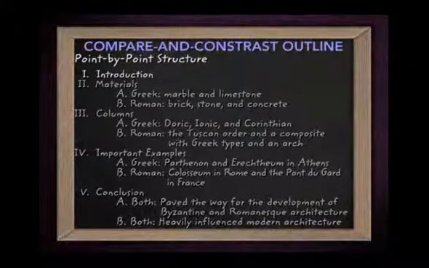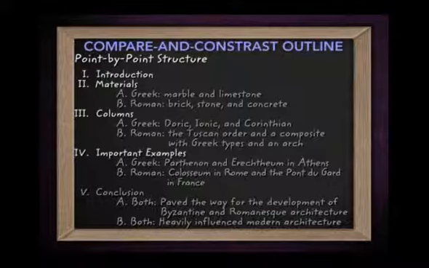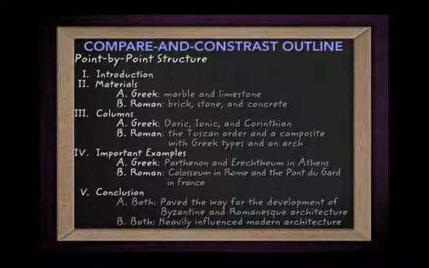I started out with my introduction, of course, and my points are materials, columns, important examples, and then, of course, my conclusion. My materials, A, Greek, B, Roman. My columns, A, Greek, B, Roman. My examples, A, Greek, B, Roman, and so on. So I exactly have my parallelism. My heads are completely parallel. Greek, Roman, Greek, Roman, Greek, Roman, point, point, point.